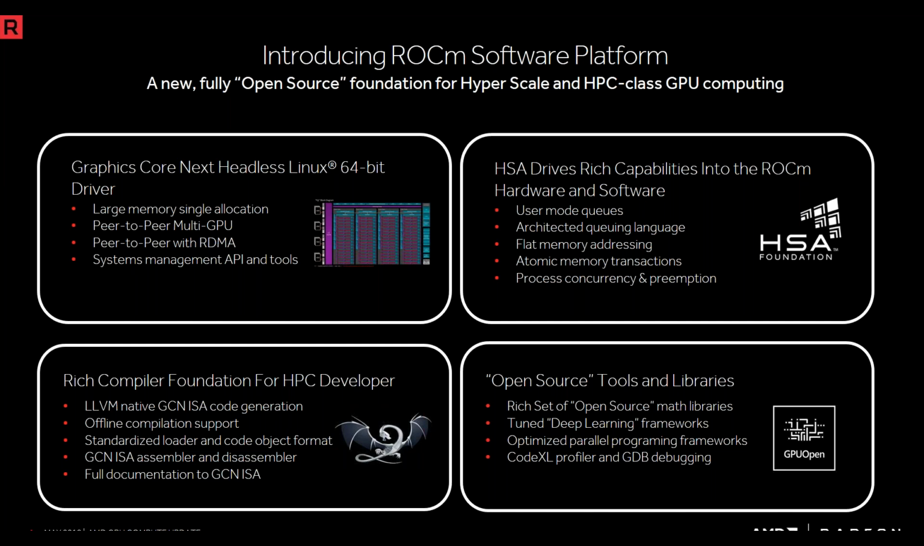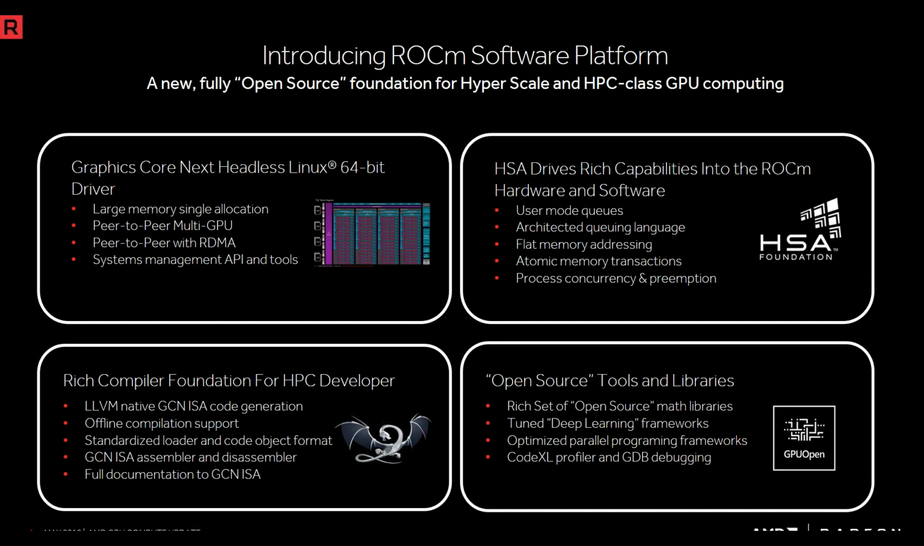The next rectangle, in the bottom left, is the support for developers. We have an LLVM-based GCN compiler. GCN is our Graphics Core Next. The recent versions of our GPUs are called Graphics Core Next, and the compiler generates ISA code from various languages, which I'm going to talk about in the next slide. We have offline compiler support, standardized loader code formats. We have an assembler and disassembler in the stack, and of course full documentation.